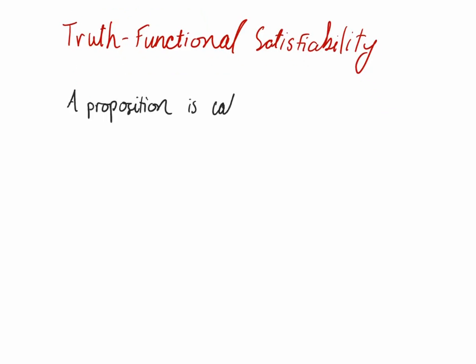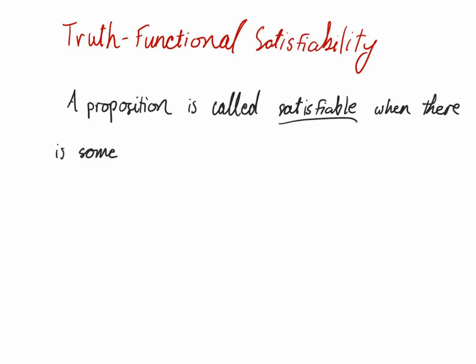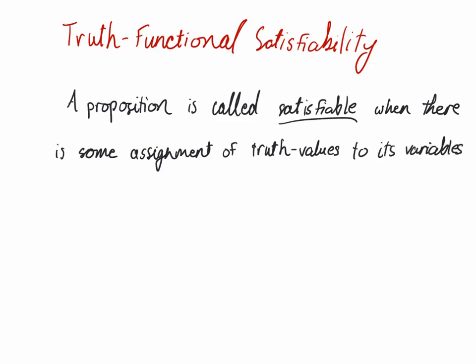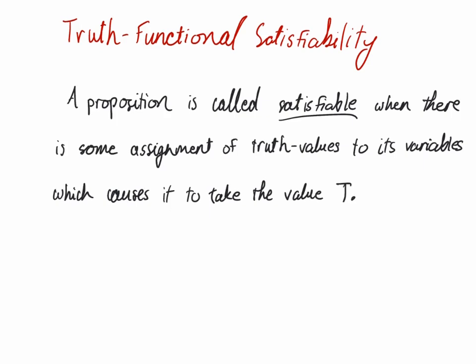So to start with a definition, we define a proposition to be satisfiable if there exists some choice of truth values that we could assign to the propositional variables such that the result, after combining it with the logical operations, is a true proposition. So any proposition which has such an assignment that makes it true is called satisfiable.